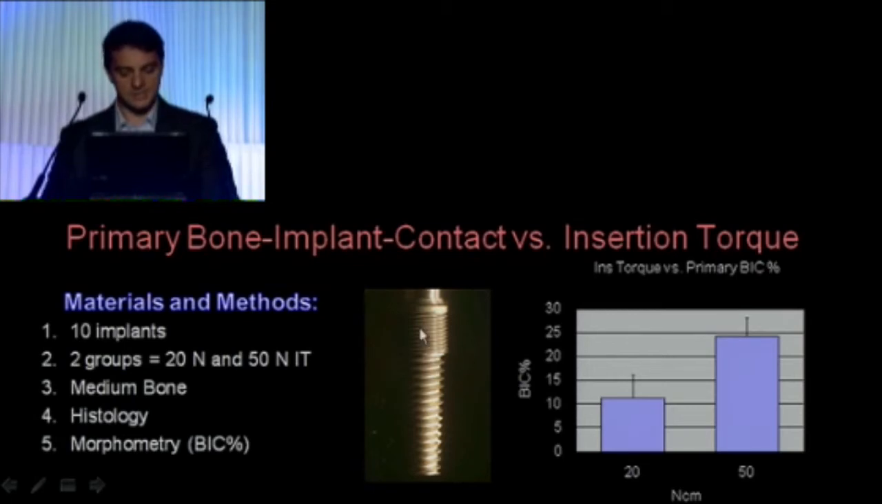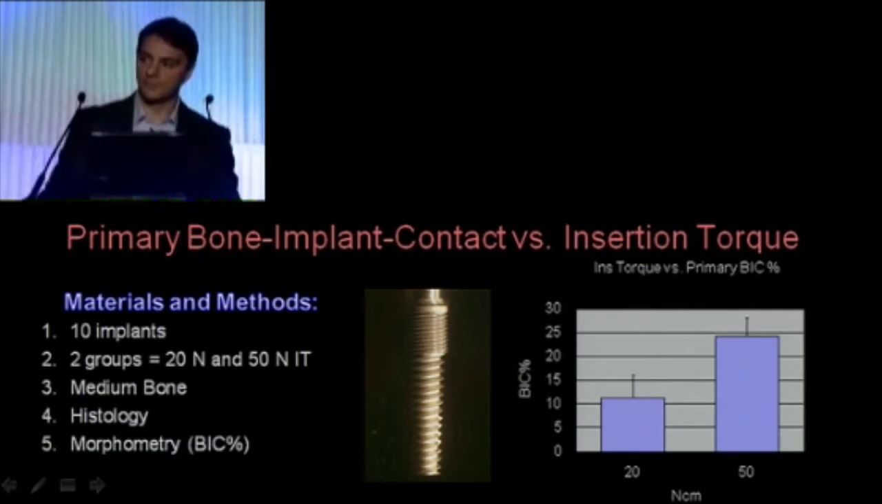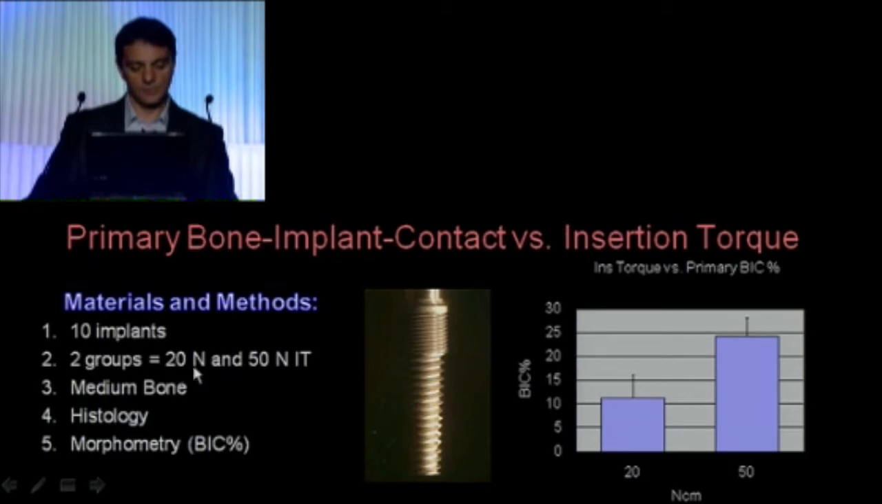So this is a study that we did to test how the insertion torque can improve the primary implant connection, which is responsible for the primary implant stability, soon after placement, immediately after placement. And we tested two groups. We selected 20 Newton and 50 Newton torque.